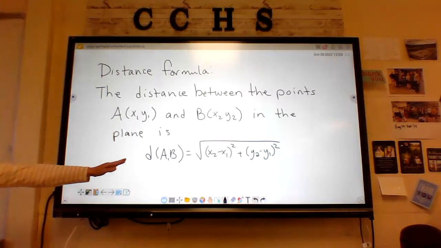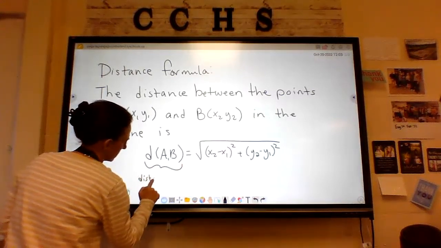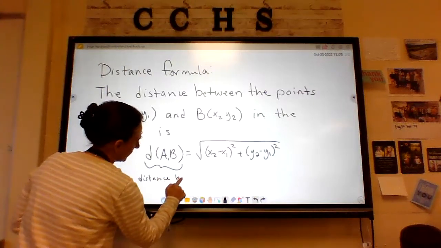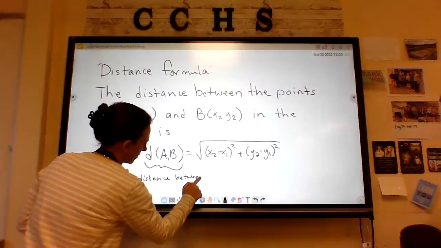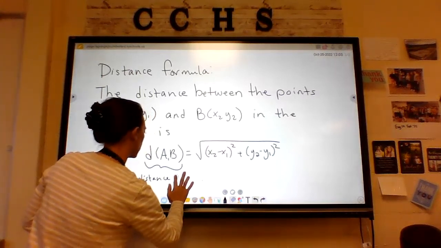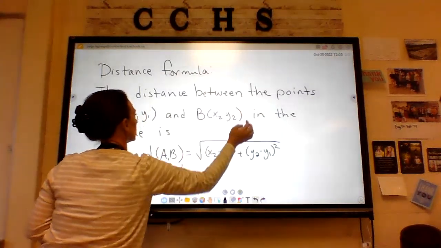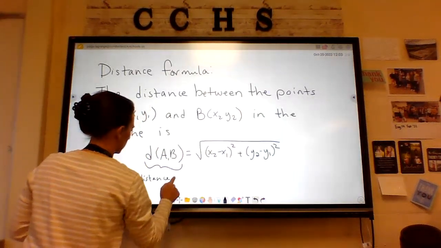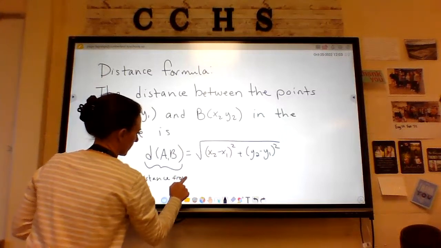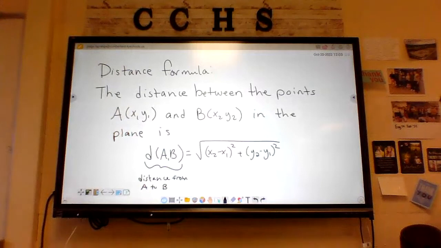And this notation right here means the distance between, or from, A to B. What would be another way to say the distance from A to B?